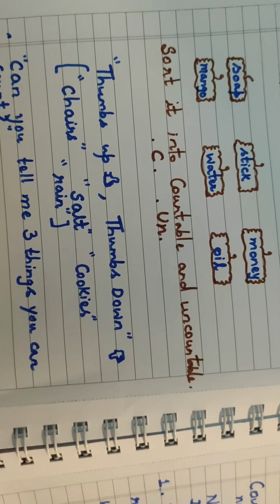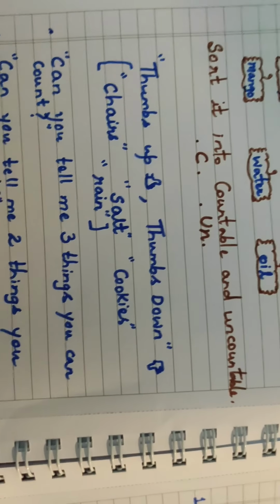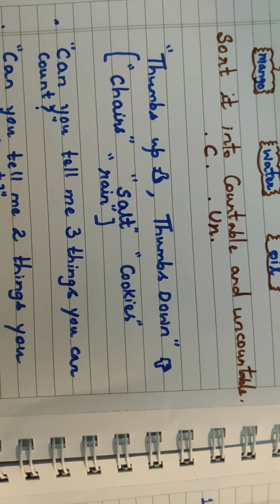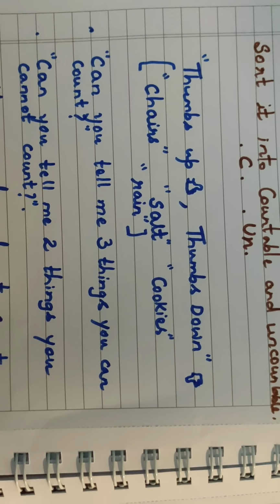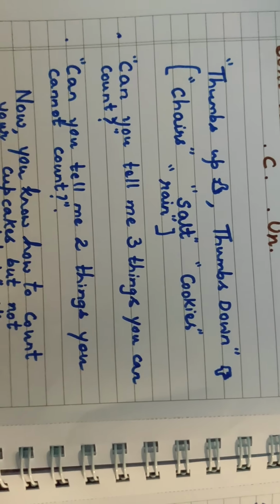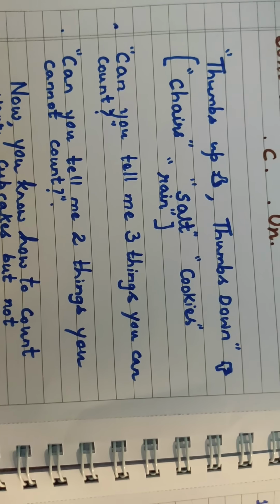Thumbs up, thumbs down. This is one more activity. Chairs, salt, cookies, rain. Can you tell me 3 things you can count? Can you tell me 2 things you cannot count?